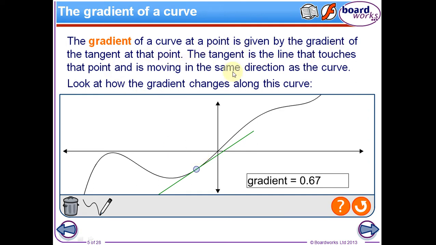So the gradient is the line that touches that point and is moving in the same direction as the curve. So look at how the gradient changes along the curve. Now I'm going to vary this gradient. If I move this straight line, this tangent to the curve, you see that the gradient will change.